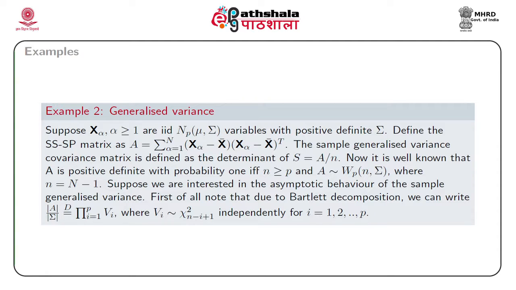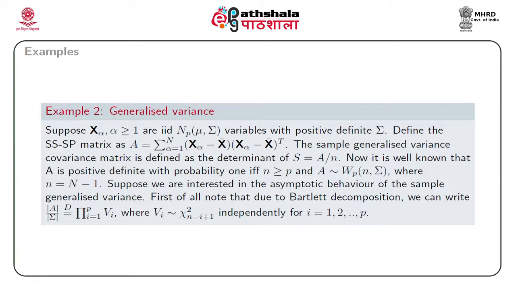small n. Now it is well known that A is positive definite with probability 1 if and only if n is greater than or equal to p, and A has a p-variate Wishart distribution with parameters n and sigma, where small n is defined as capital N minus 1, and we have taken capital N samples. Suppose we are interested in the asymptotic behavior of the sample generalized variance. So first of all, we need to use the Bartlett decomposition.